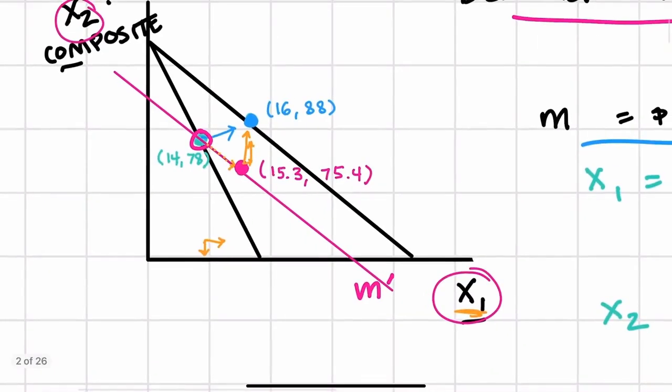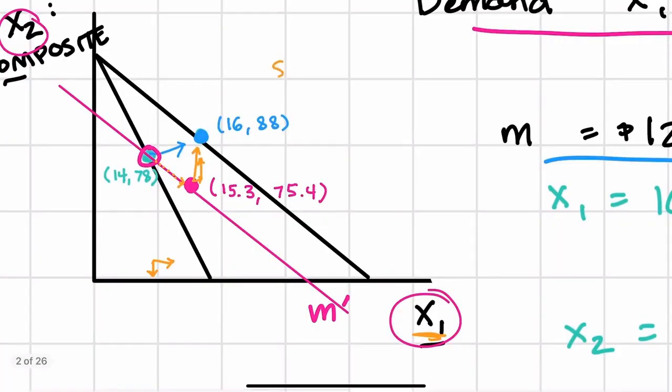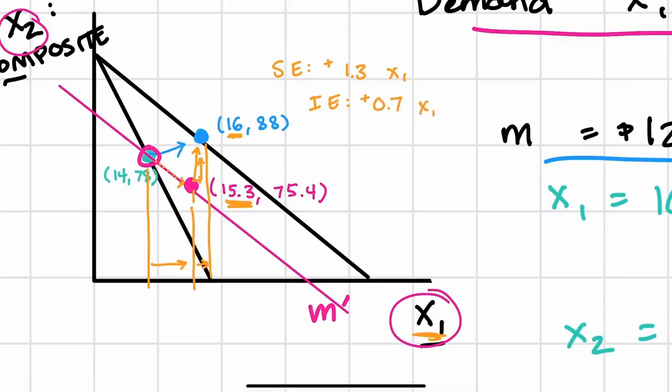Our final answer: what we wanted to do was to calculate the income and substitution effects. So the substitution effect is that we went from buying 14 of X1 to buying 15.3 of X1. So the substitution effect is we bought 1.3 more units of X1. We went from the pink dot to the blue dot. We went from getting 15.3 units of X1 to 16 units of X1. So we got another 0.7 units of X1 just because we felt richer. So that's the final answer there.